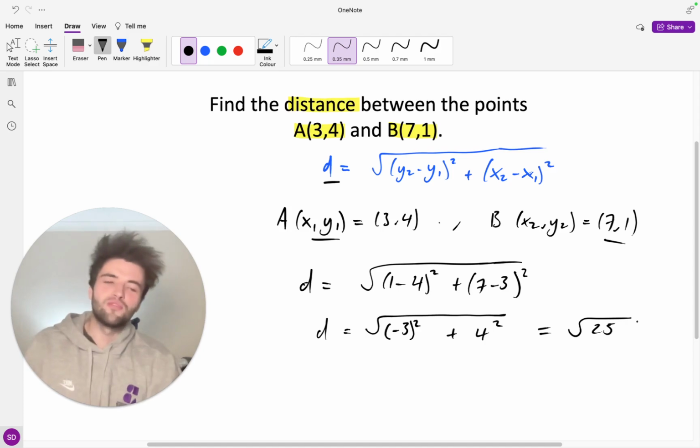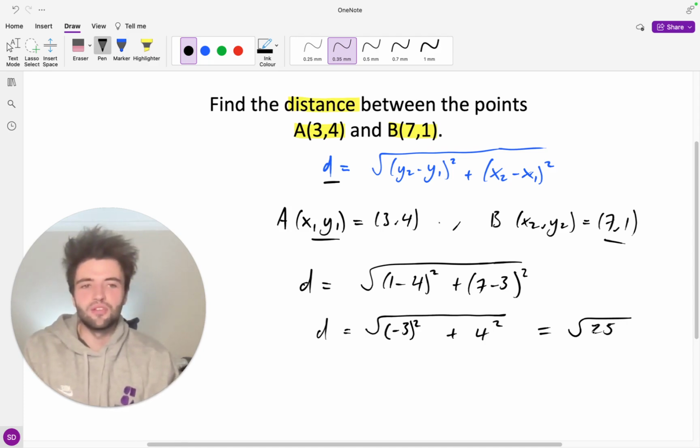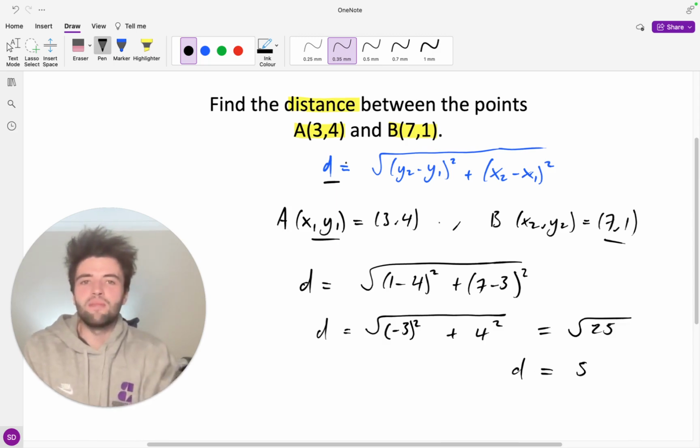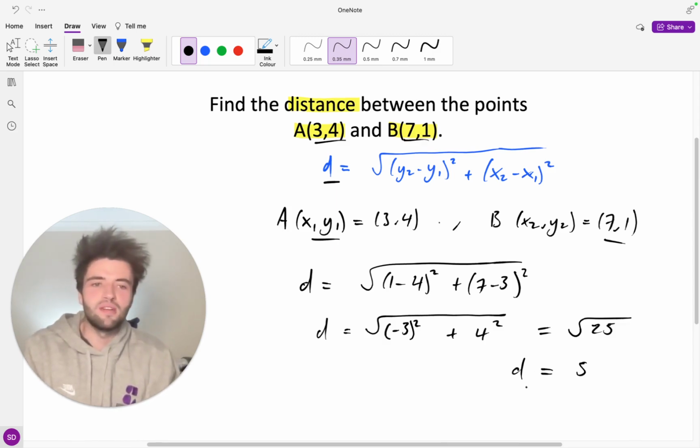And this is going to be one that's quite familiar because we often come across this: 3 squared plus 4 squared is equal to 5 squared. So basically the square root of 25 is going to be 5. So that's going to be our distance here. So the distance between the points A and B in this question is going to be 5, and so that's going to be it for this video.